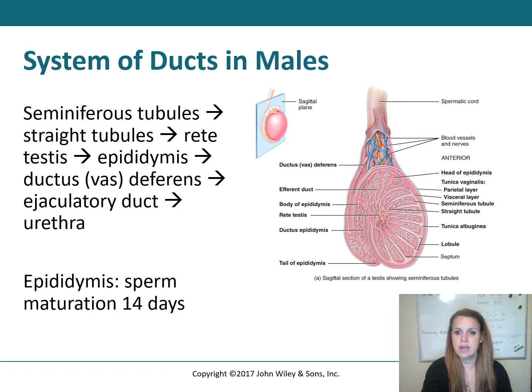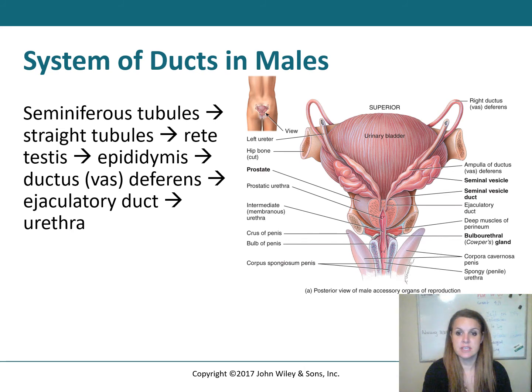And as I pointed out before, in the seminiferous tubules, the sperm were not fully motile, meaning they couldn't really move or swim. This happens actually in the epididymis, and it's a process of maturation that takes approximately 14 days to complete. From the epididymis, the sperm move to the ductus or vas deferens, the ejaculatory duct, and then the urethra. And the urethra is a common passageway for both semen and urine.